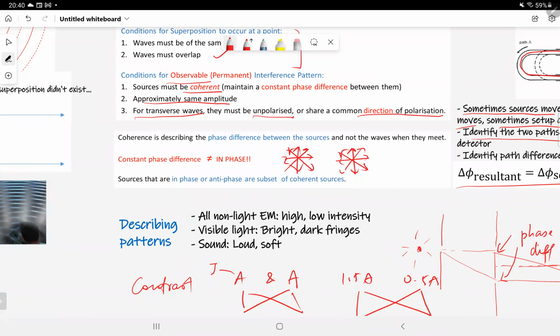So if the top slit is vertically polarized, the bottom slit must be vertically polarized. If the top slit is vertically polarized and the bottom slit is horizontally polarized, you will end up getting a smudge of pattern. You will not get any bright, bright, bright fringes. Why so?